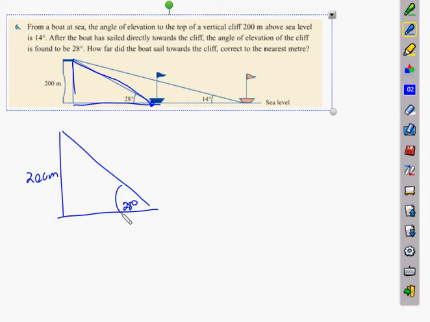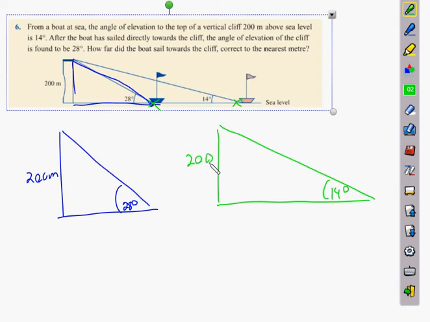The angle of elevation to the top of the cliff, which is 200 meters above sea level, is 14 degrees. The boat has to sail, and when it's close to the cliff, it's 28. How far did the boat sail towards the cliff? So you want to find out what this length is here. Okay? So what we have is 2 different lengths, the green triangle and the blue triangle. Green triangle has 14 degrees and a height of 200.